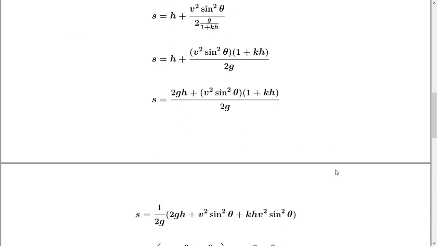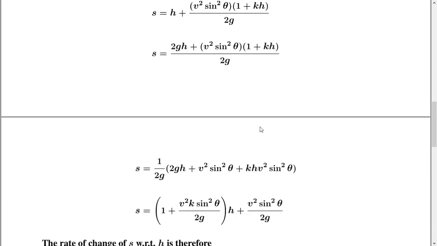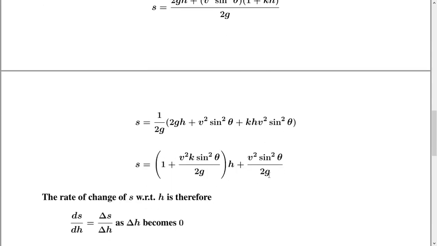You can simplify this. And write it in this form. S equals 1 plus v square k sine square theta by 2g times h plus v square sine square theta by 2g.